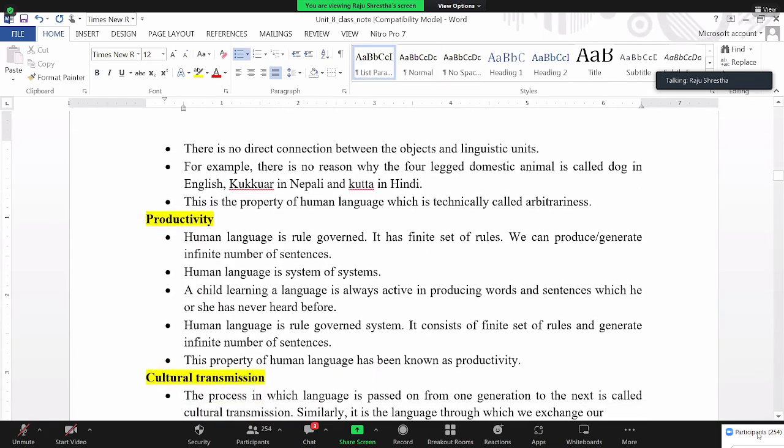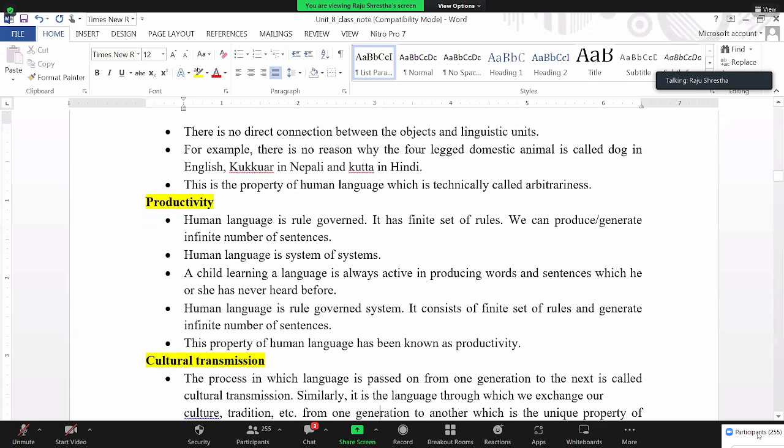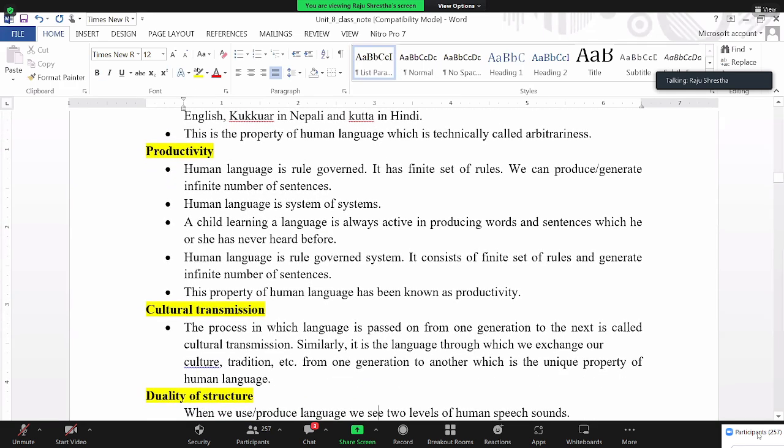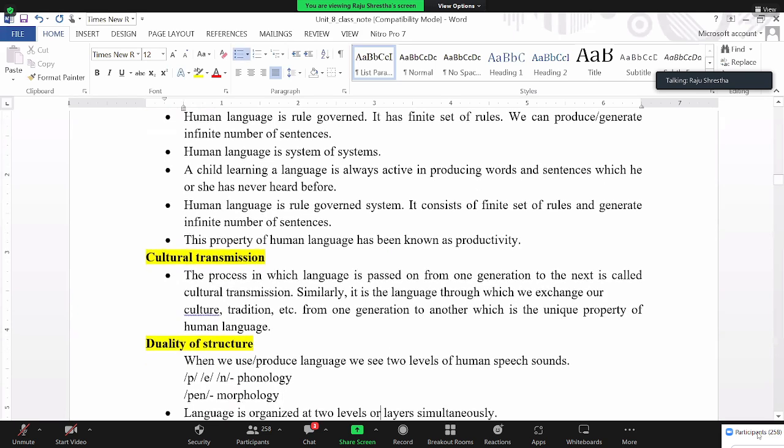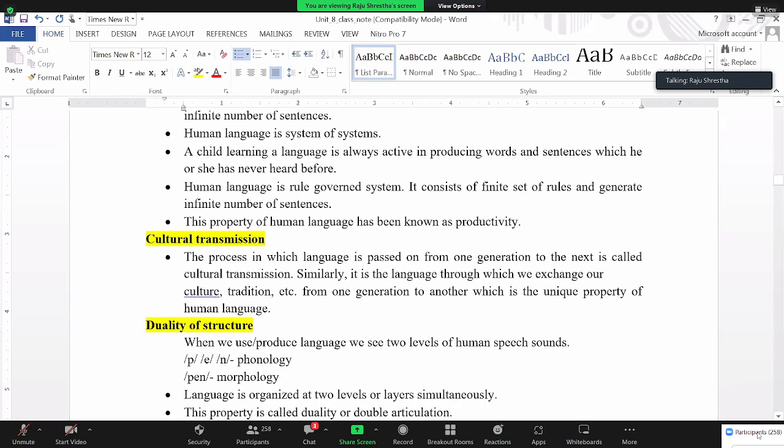Productivity: language is rule governed. So a finite set of rules is there, and an infinite number of sentences can be produced, which are grammatically correct and acceptable and communicate meaning and message. So this is productivity. Cultural transmission is from one person to another person, from one generation to another generation. We transmit language along with culture. So this is cultural transmission.